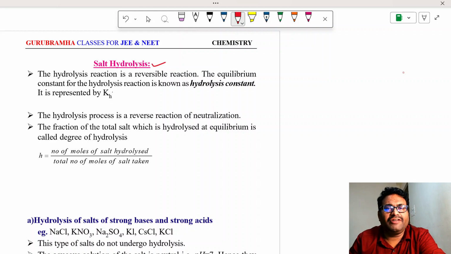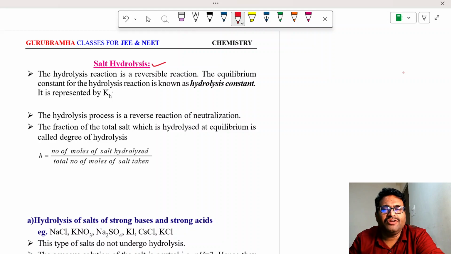When some salts are dissolved in water, some salts result in acidic solution, some salts result in basic solution, and some salts result in neutral solution. We are speaking about which type of salts, on dissolving in water, undergo the hydrolysis process and result in an acidic solution, a basic solution, or a neutral solution.